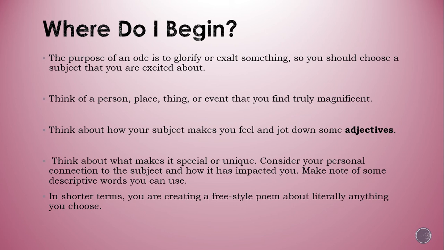This is basically the brainstorming process. You're going to think about what makes it special or unique, and make note of some of the descriptive words you can use. This is going to help you when you get to the writing stage. If you get writer's block, you can go back to that list and add some words or revise your poem. In shorter terms, when you're writing an ode, you're creating a freestyle poem about literally anything you choose. That's the best part, anything you choose.